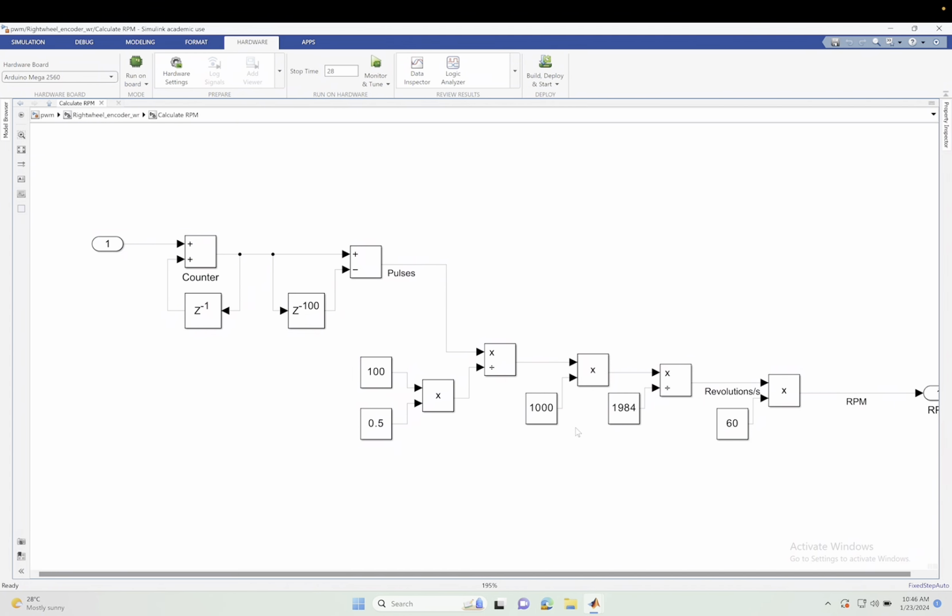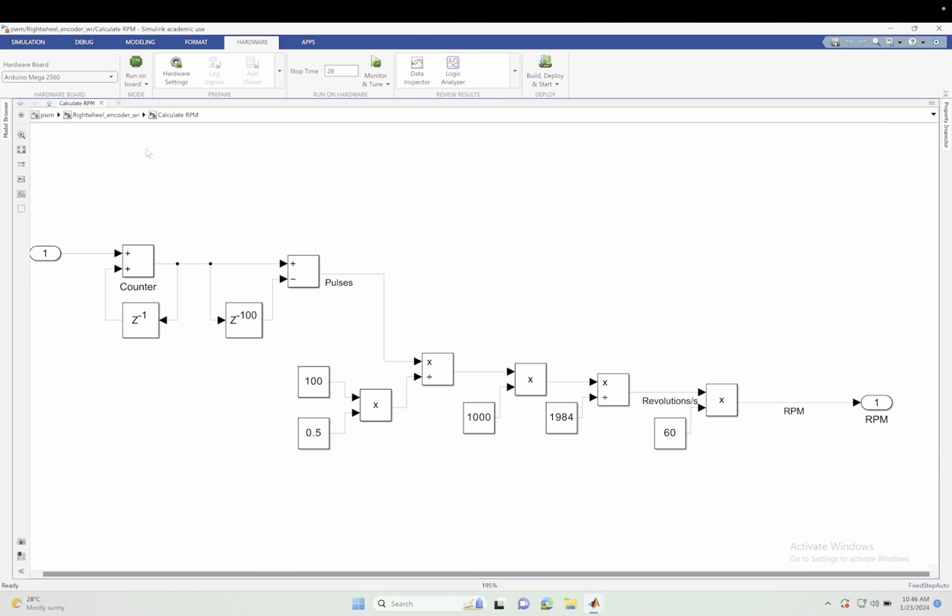Then we multiply them by 1000 and we divide by the actual PPR, that is pulses per revolution, to get revolutions per second. These are just revolutions per second, so we have to change them to revolutions per minute by multiplying by 60. This 1000 is because of the millisecond that we actually put here, the 0.5 milliseconds. So here we convert it to seconds, and then divide by PPR, which then we convert to RPM.